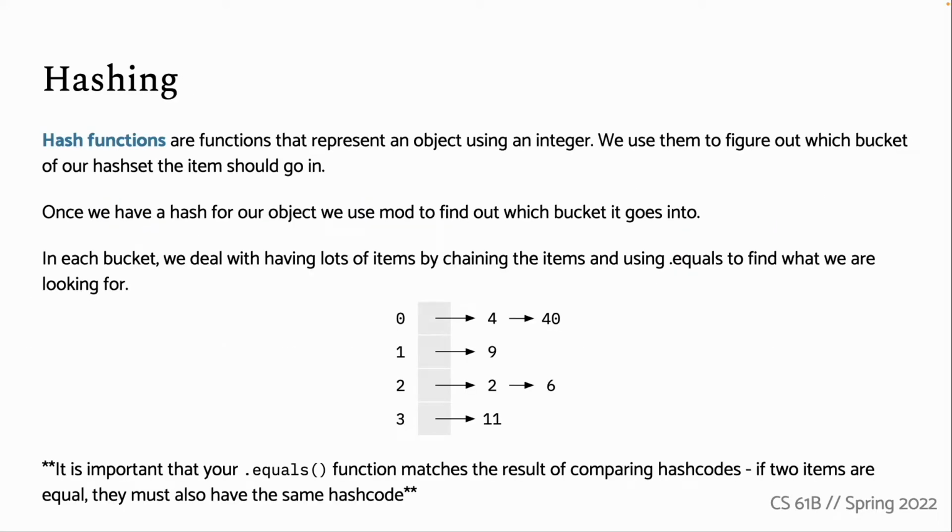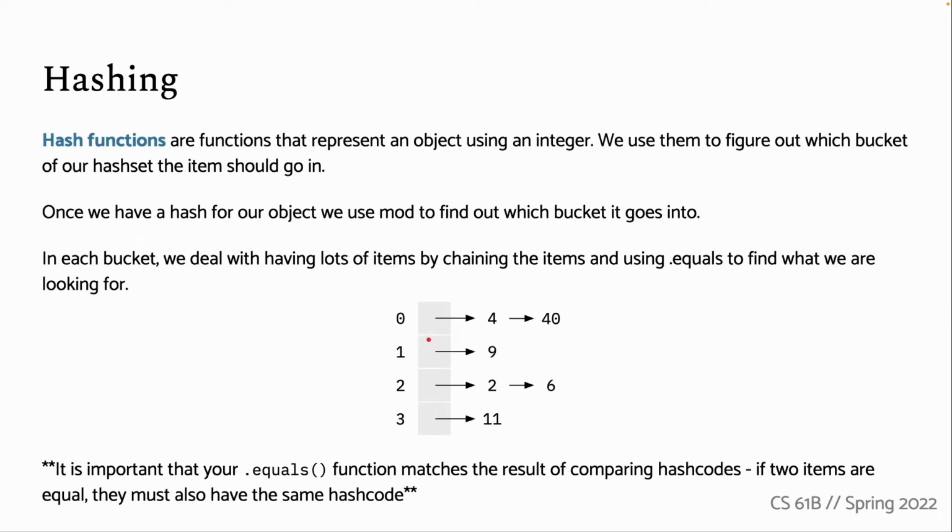Moving away from heaps, we're going to talk about hashing. So hash functions are functions that represent an object using an integer. We use hashes to figure out which bucket in our hash set the item should go in. So we use some sort of function, and there are different ways to get this hash function. And then we take the mod of that hash function to figure out which bucket of our hash table it goes in. So you can kind of imagine that this is an example of a hash table.